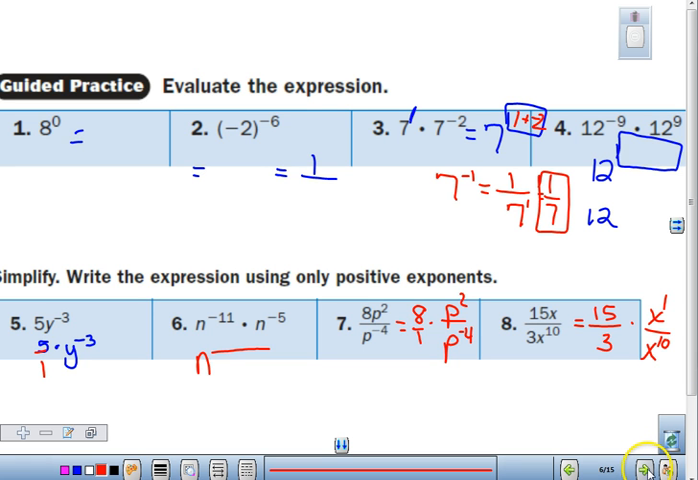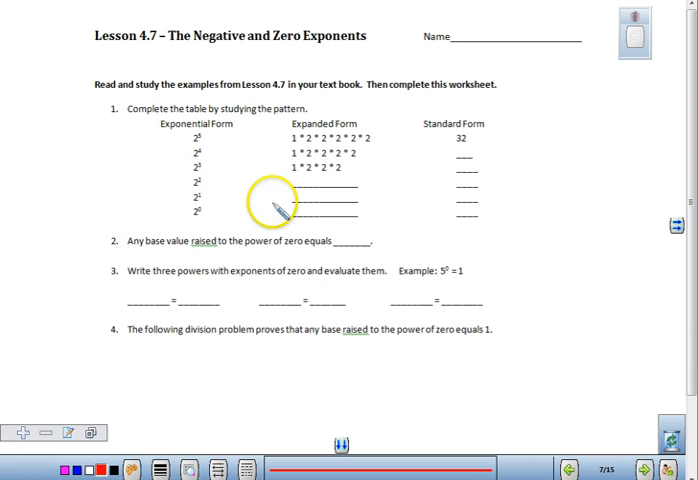If you need to pause the video, I'm not going to have you do any more examples, but I want you to see this next part. This next part is kind of talking about why do we have those negative exponents and why is anything to the 0 power equal to 1.